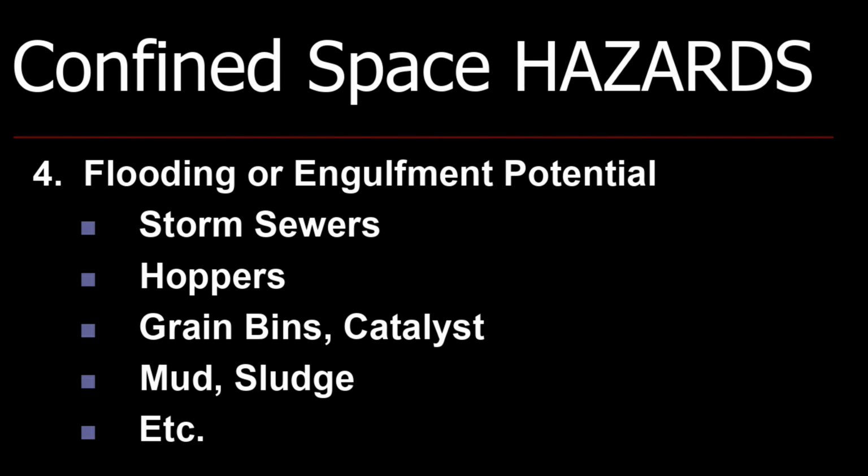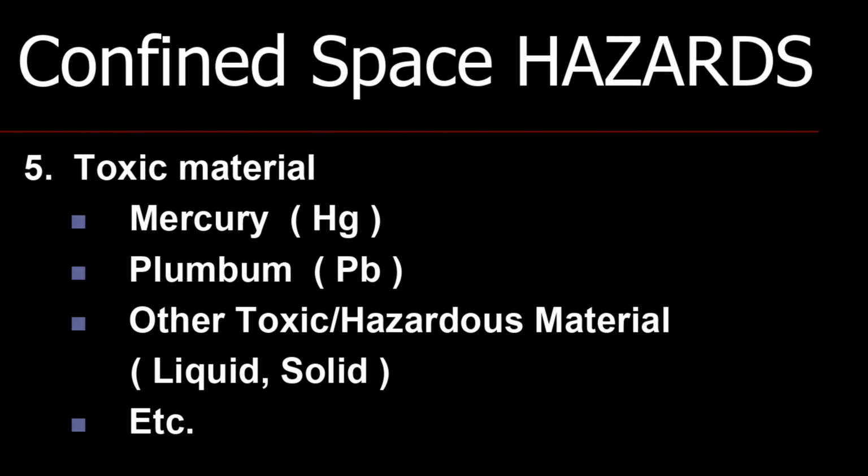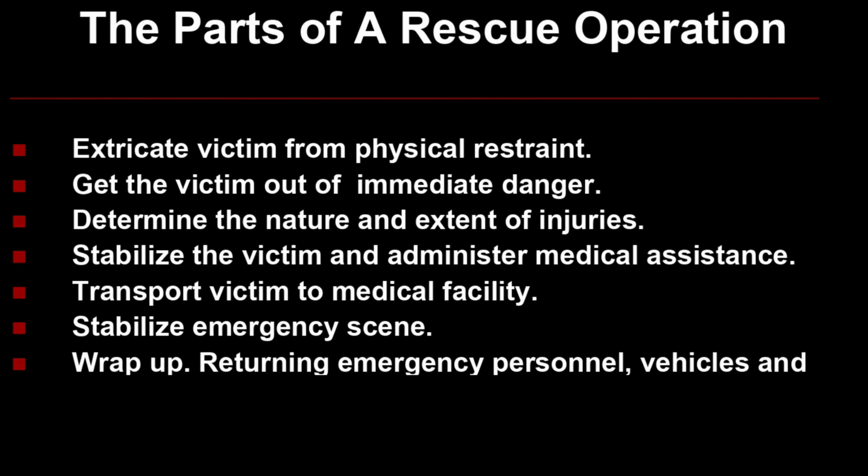4. Flooding or engulfment potential: storm sewers, hoppers, grain bins, catalyst, mud, sludge, etc. 5. Toxic material: mercury, Hg, plumbum, Pb, other toxic hazardous material, liquid, solid, etc.